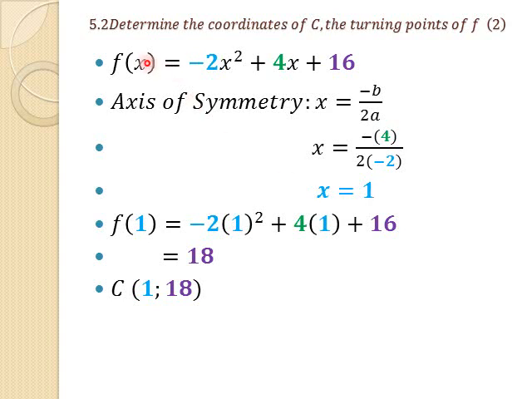Right, and this must go back in the original equation, so this becomes f of 1, where I see x, 1 squared, 4 times 1. So minus 2 plus 4 plus 16 gives me 18. So my turning point is (1; 18). So C is (1; 18).